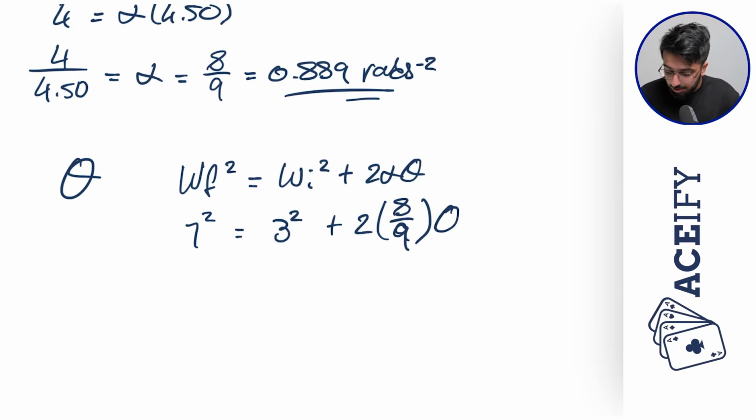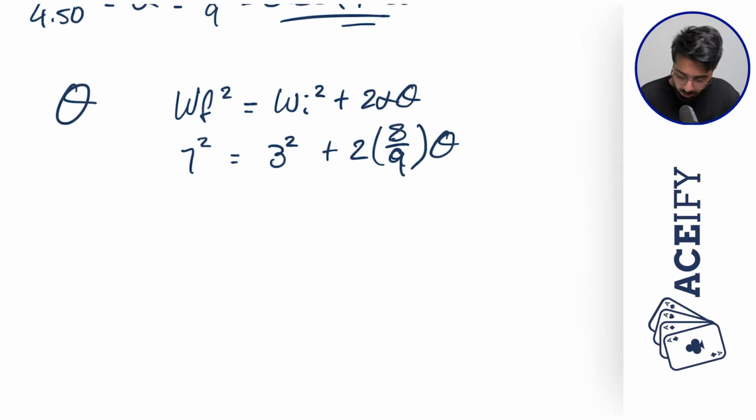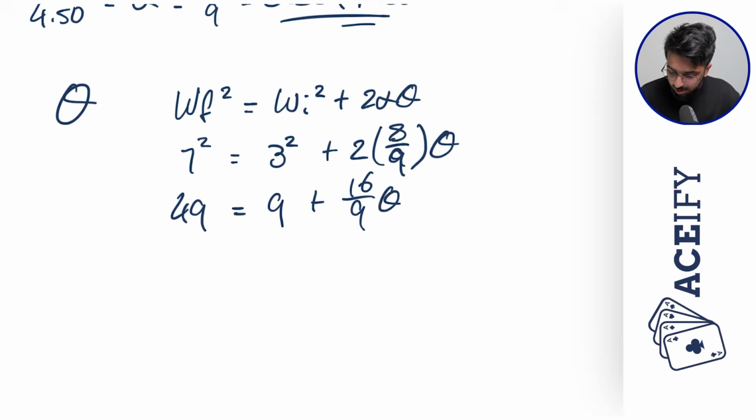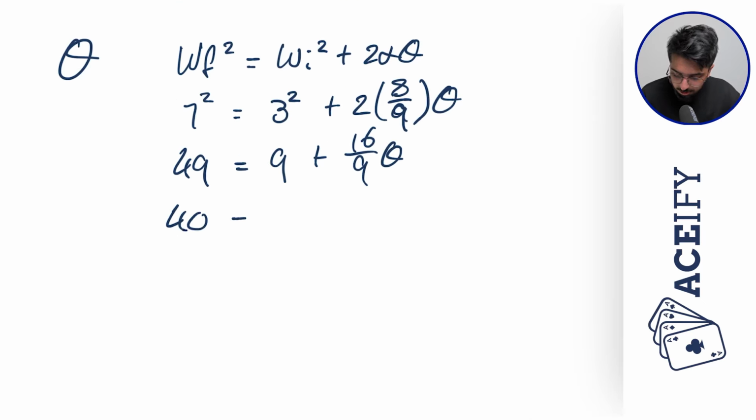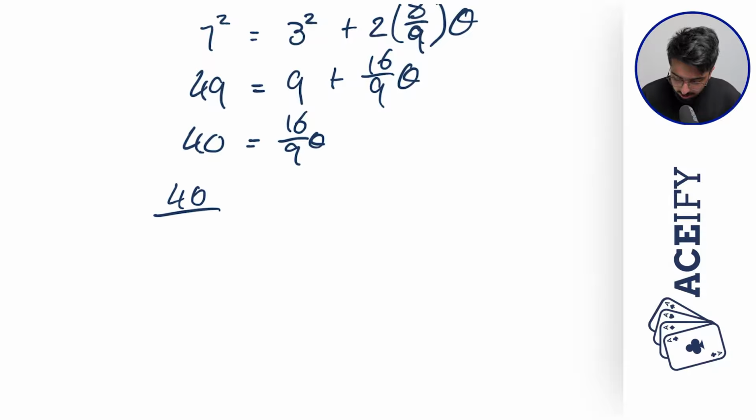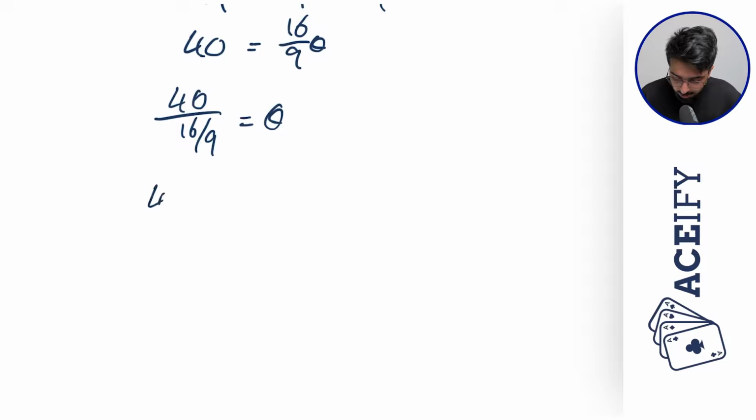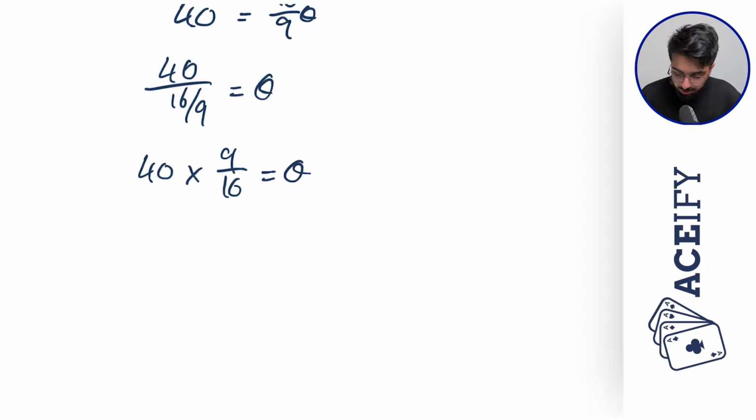And that's times our theta, which is what we're trying to find. So 49 is equal to 9 plus 16 over 9 theta, right? And therefore 40 is equal to 16 over 9 theta. And therefore 40 divided by 16 over 9 is equal to our theta. And therefore 40 times 9 over 16 is equal to theta. And so therefore we get 22.5 radians is our theta value, okay?